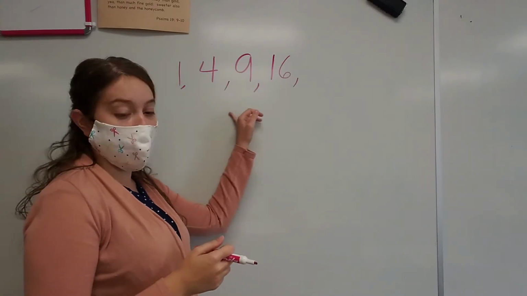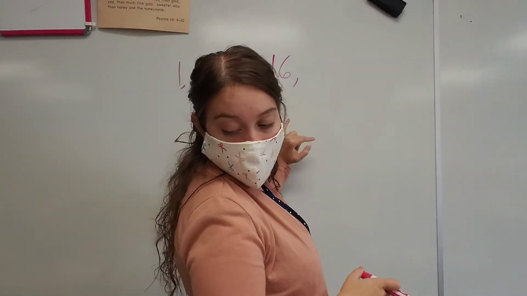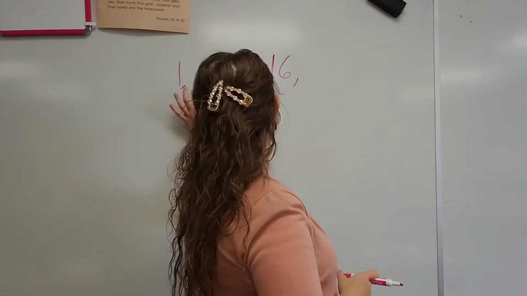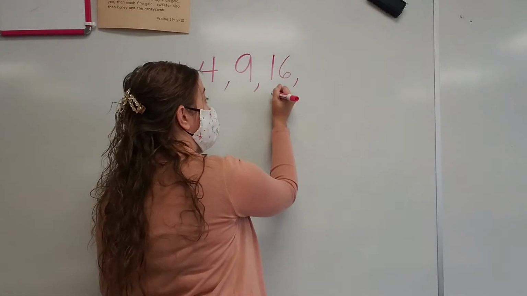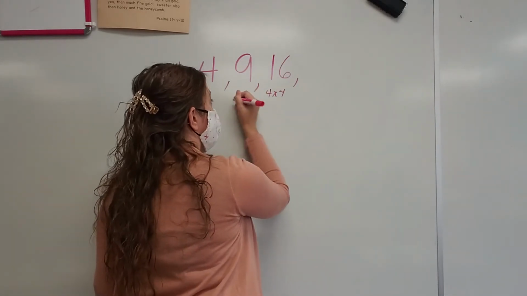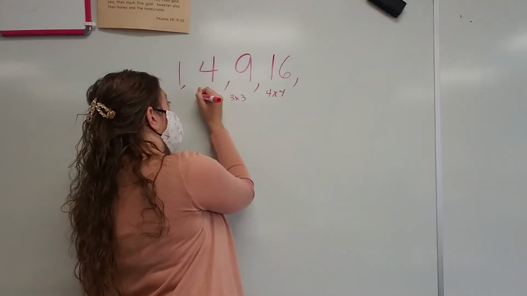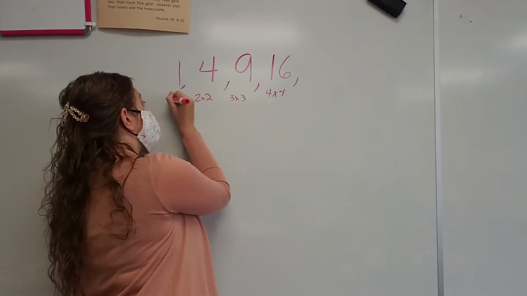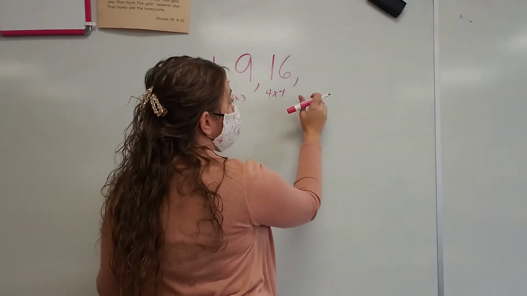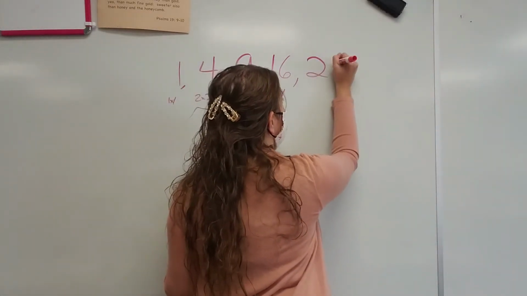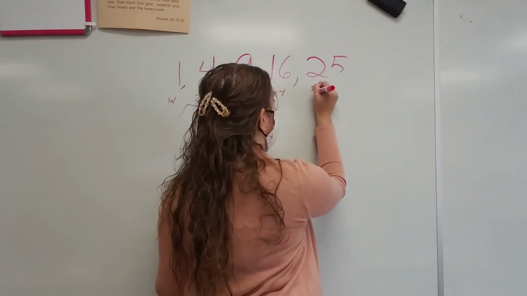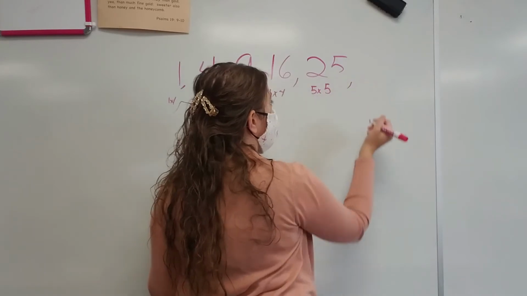So these are what we are writing on number 2. List all the square numbers through 50. We have 1, 4, 9, 16. So this was 4 times 4, right? This was 3 times 3, 2 times 2, 1 times 1. So, what's this one, Grace? 25. You don't have to do the little times thing. This is just me showing you what we're doing.